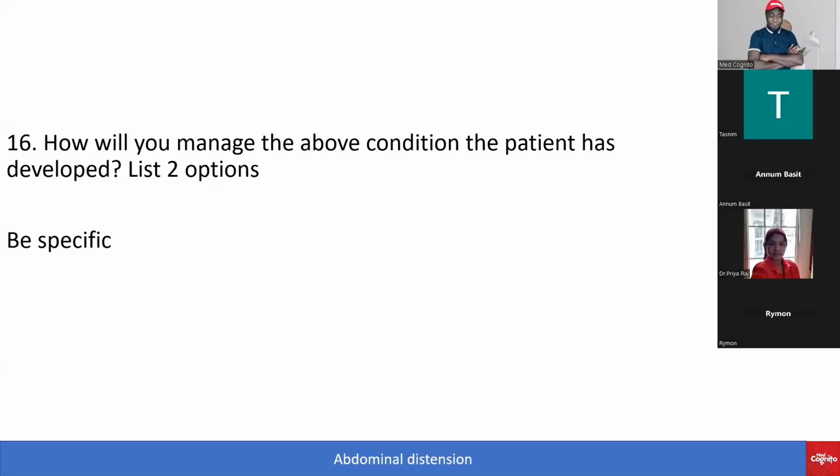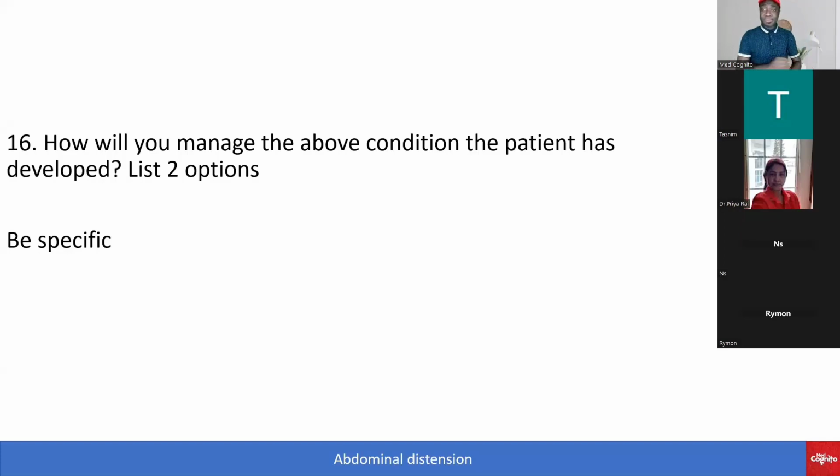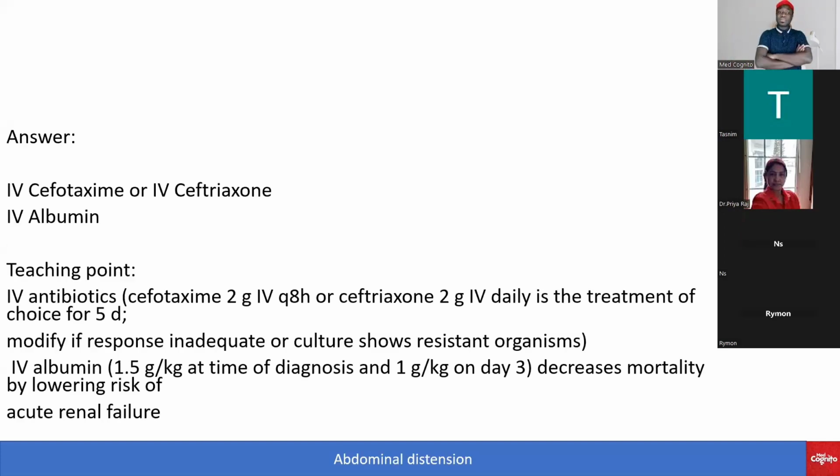IV antibiotics, IV antibiotics, cephalosporins. So you can do cefotaxime or ceftriaxone, and you can do IV albumin. So write it down: cefotaxime, ceftriaxone, and I can do IV albumin. And the teaching point is this: you've got to give IV antibiotics, okay? And you have to modify the response depending on the culture results. And then you got to give IV albumin. It decreases mortality by lowering the risk of acute renal failure. So why do we give IV albumin? To reduce the risk of acute renal failure, because ascites has a relationship with renal failure.